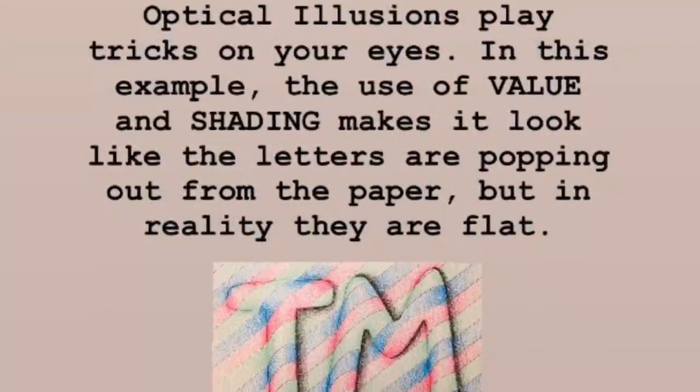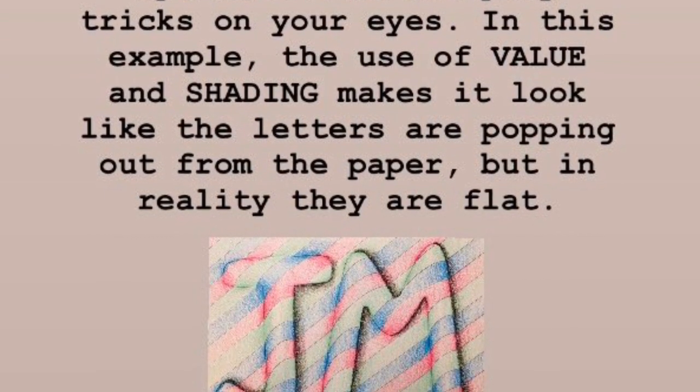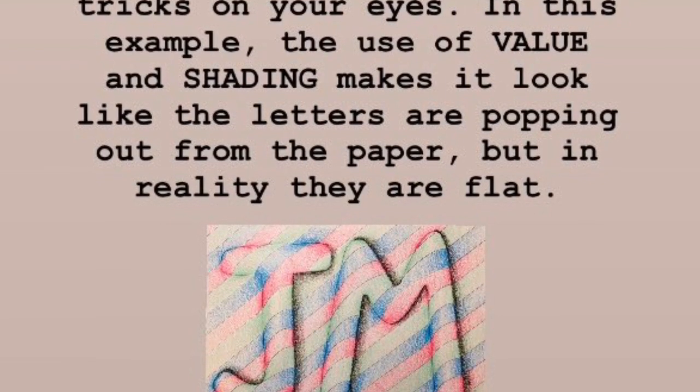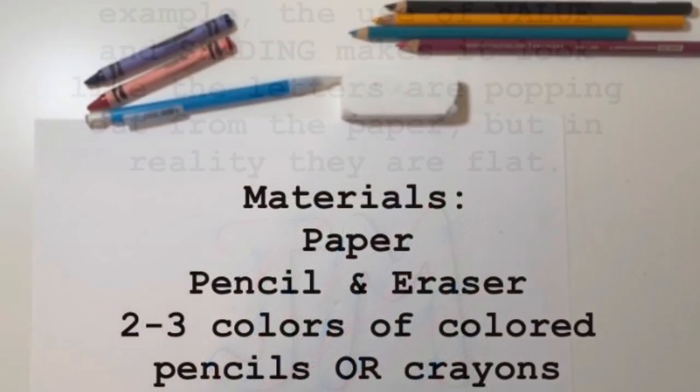Optical illusions play tricks on your eyes. In this example, the use of value and shading makes it look like the letters are popping out from the paper, but in reality, they are flat.